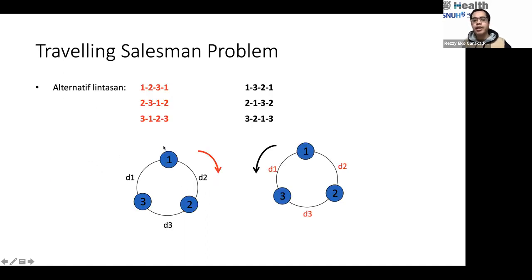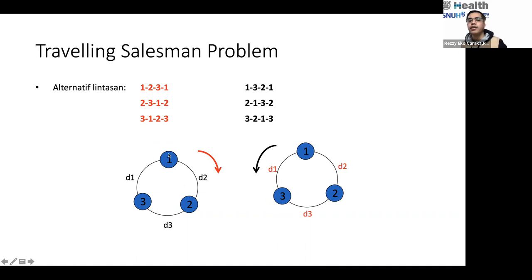So for example, I start from the first location to the second location and the third location. I have to pass the two, also have to pass the three, and go back again to my start point. So I can use either 1, 2, 3, 1 or 2, 3, 1, 2 or 3, 1, 2, 3. Maybe I can reverse it, 1, 3, 2, 1, or maybe use 2, 1, 3, 2, or start from 3, 2, 1, 3. So this is the alternative way to use the traveling salesman problem.